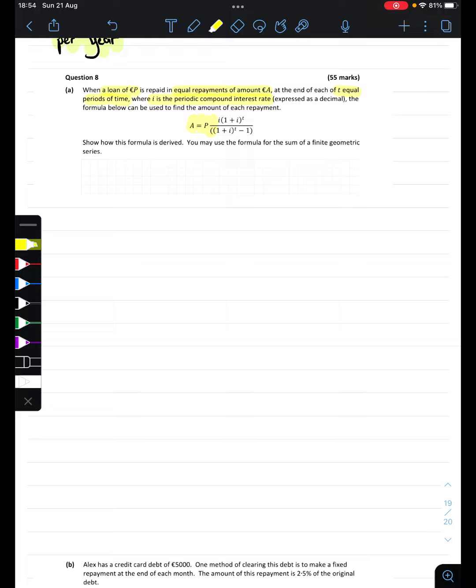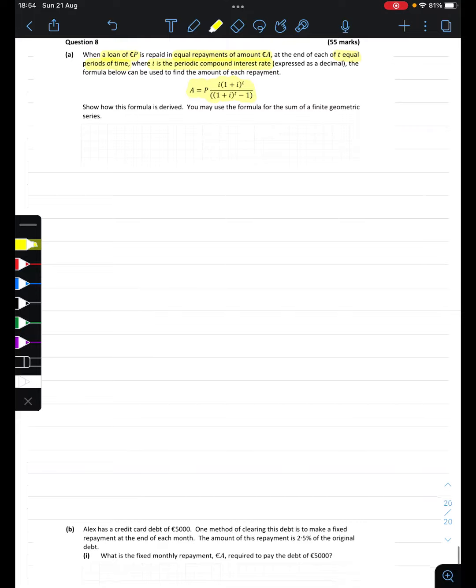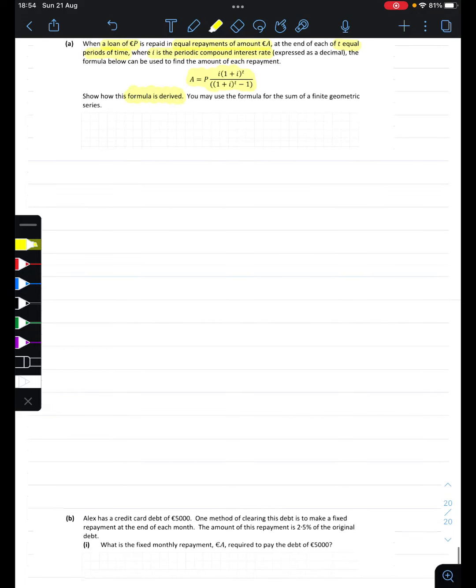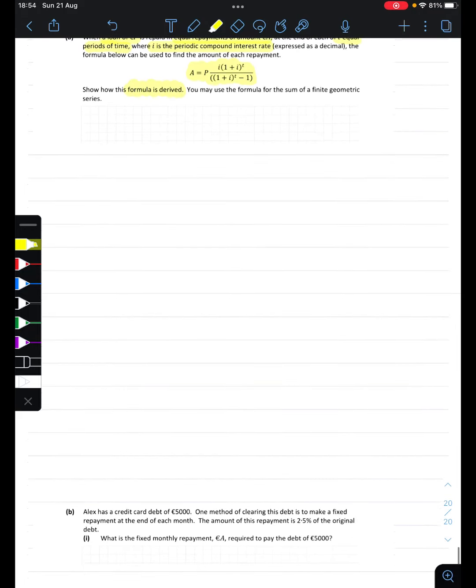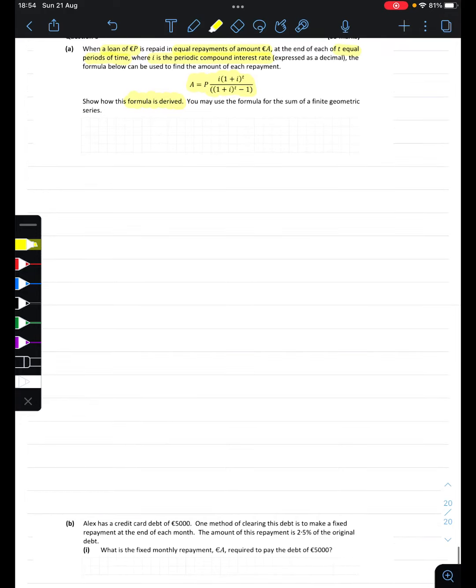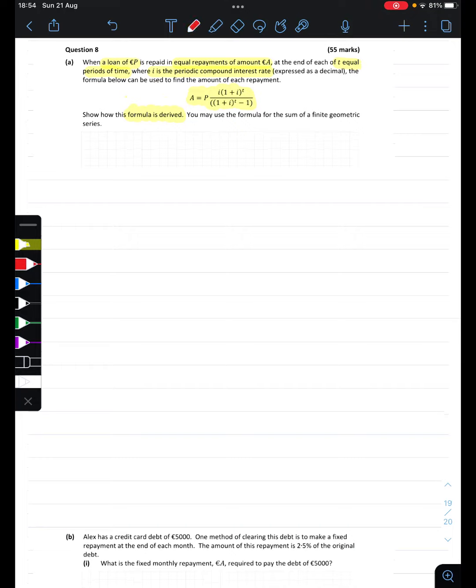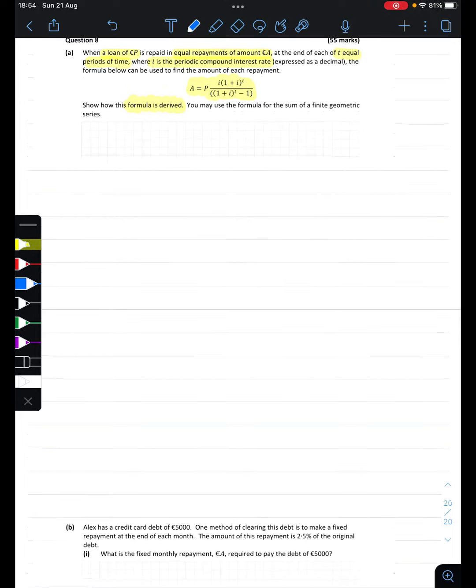A equals P times I times (1 plus I) to the power of T, all over (1 plus I) to the T minus 1. So we want to show how this formula is derived. Where does this formula come from? To do so, we may use the formula for the sum of a finite geometric series, which should be a pretty major hint. Okay, so we're looking for a loan of P to be repaid.